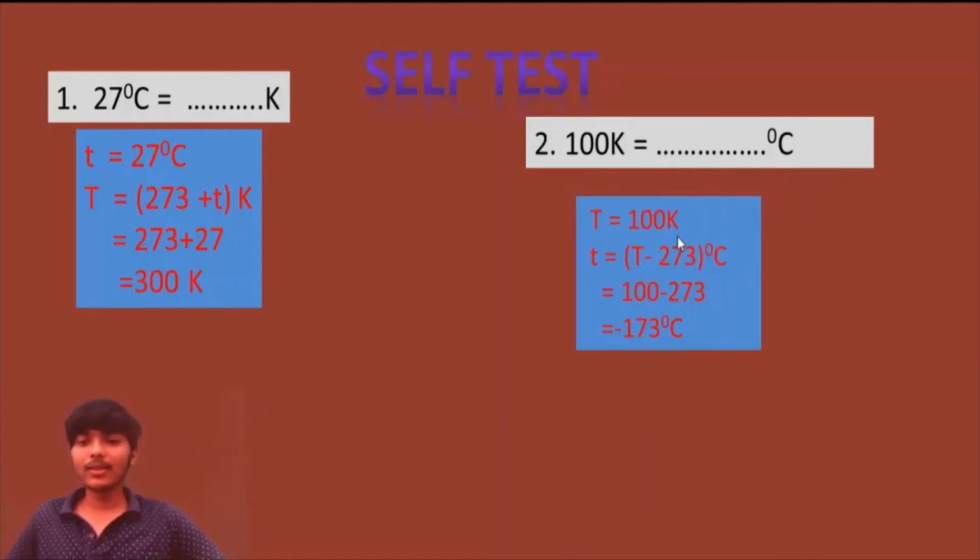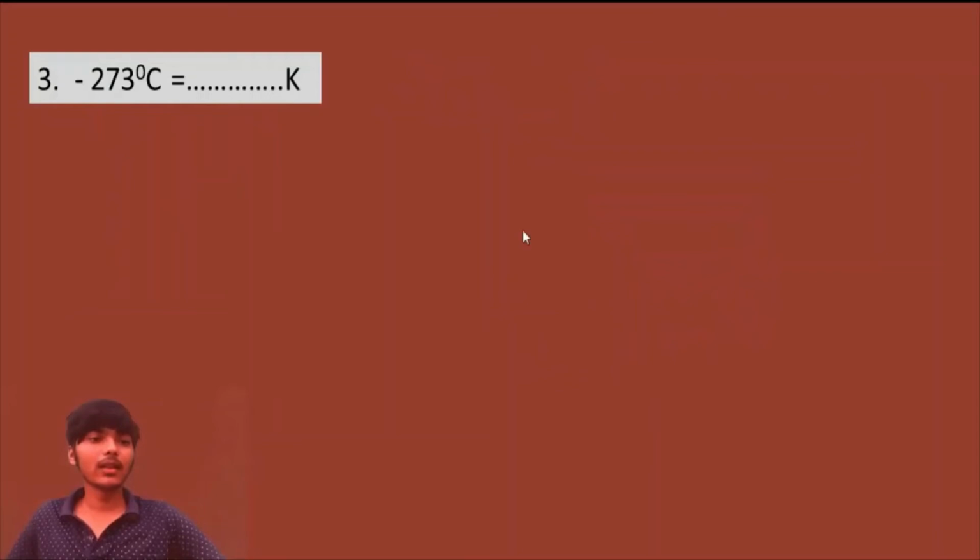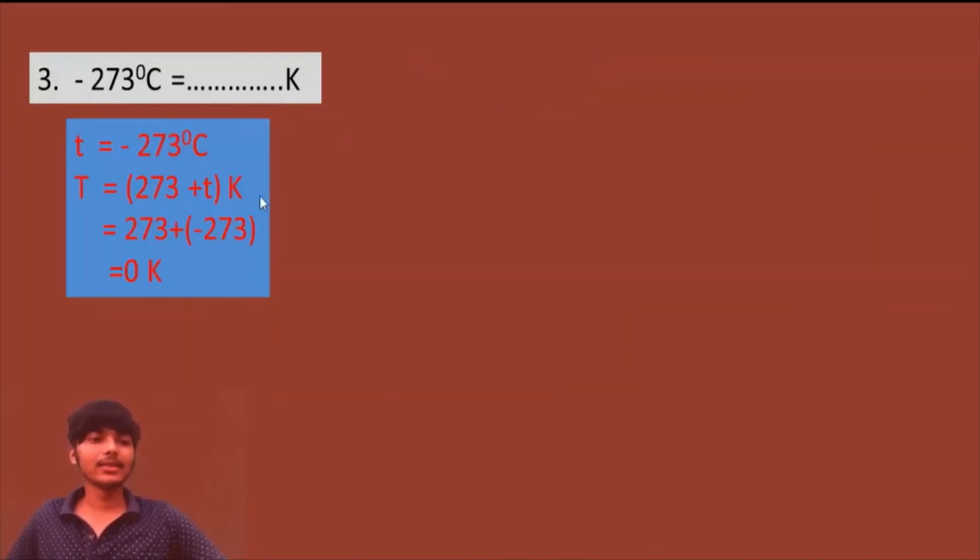Here capital T is equal to 100 kelvins. We know small t is equal to capital T minus 273 degree centigrade. Substituting 100 for capital T, we get 100 minus 273, which is equal to minus 173 degree centigrade. So let's move to the third question: minus 273 degree centigrade in kelvins.